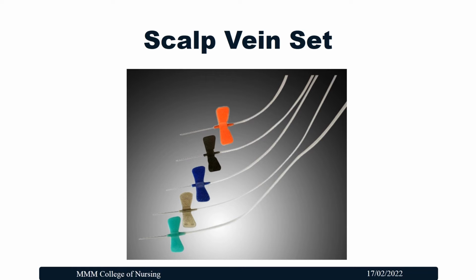Scalp vein set. It is available in different sizes and very commonly used for obtaining blood samples and venipuncture. And very commonly we use this when a patient has difficulty in collecting samples. It may be adult, children or even infants.